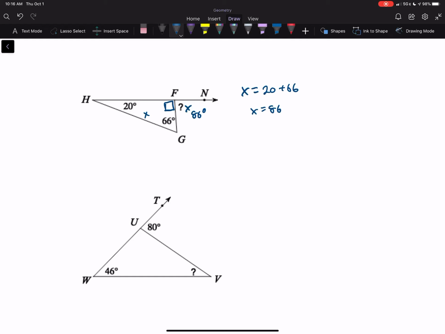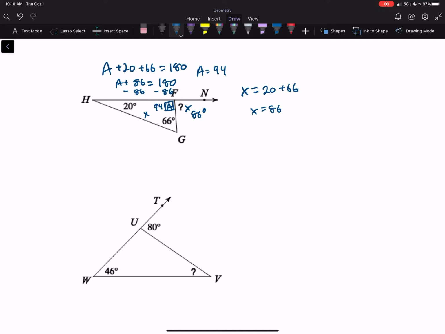Well, let's test this out. All right. So if our missing one here, let's call this one A. If A plus 20 plus 66, all of the interior angles, they must equal 180 degrees. So A plus 86, which is a familiar number, equals 180 degrees. Subtract 86 from both sides, and you would get A equals 94.